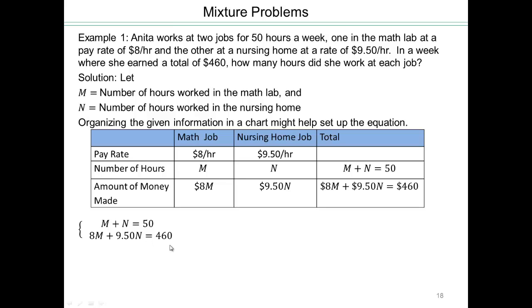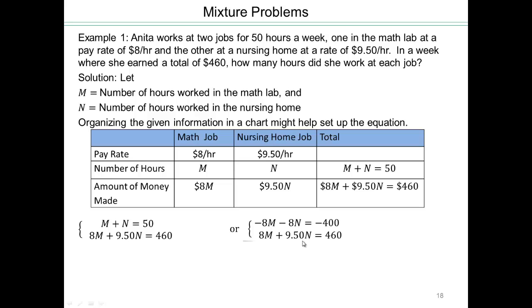So you can either use the process of elimination or you can use substitution, whichever method you prefer to solve that system. And so look what we have then. I'm multiplying the top equation by -8. So I'll have -8m minus 8n equals negative 50 times 8, which is -400.